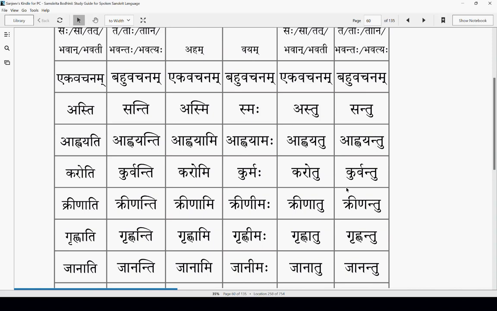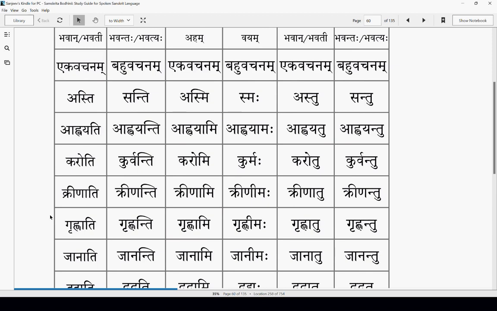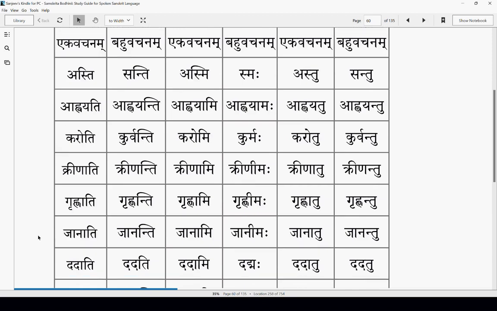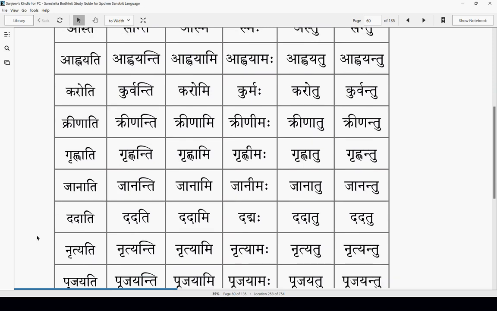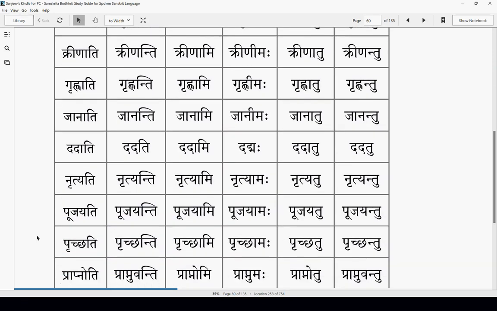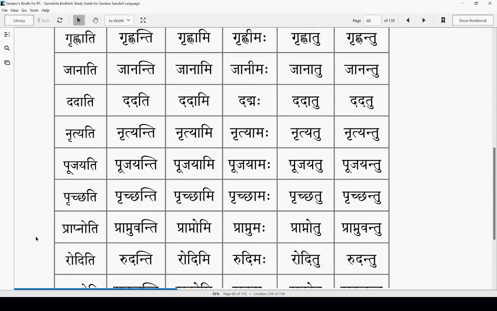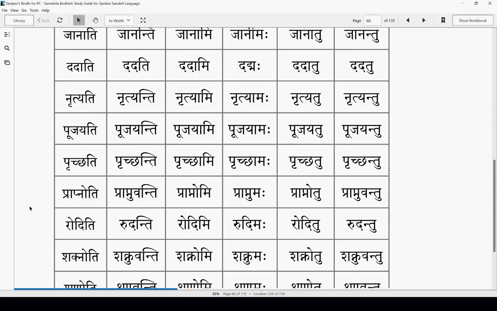What is Krina? Word Krina? Which one? Krinati? Yes. Krinati means buying, buys, purchases. Okay. Grahnati, aham grahnami. Grahnami meaning is to take, grab. Janati, knowing. Dadati, giving. Nrutyati, dancing. Pujayati, worship. Prachati, asking. Prapnoti, obtaining or getting.